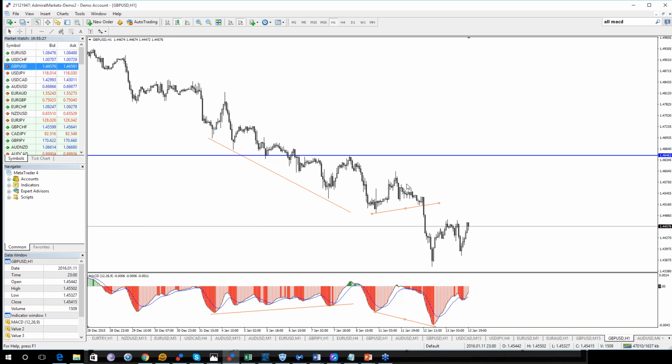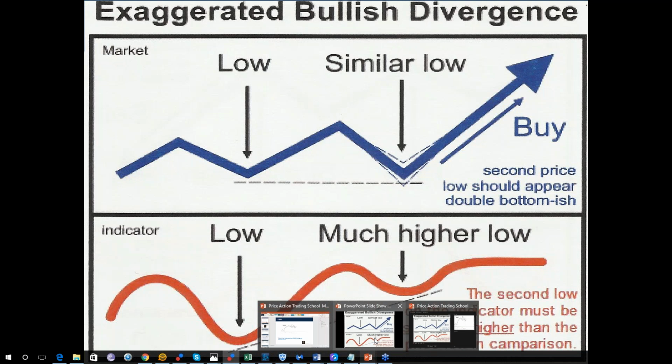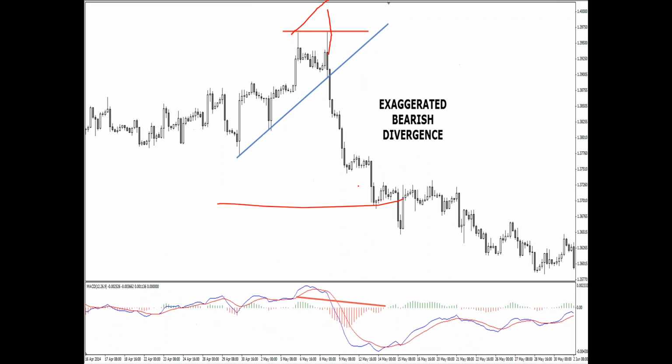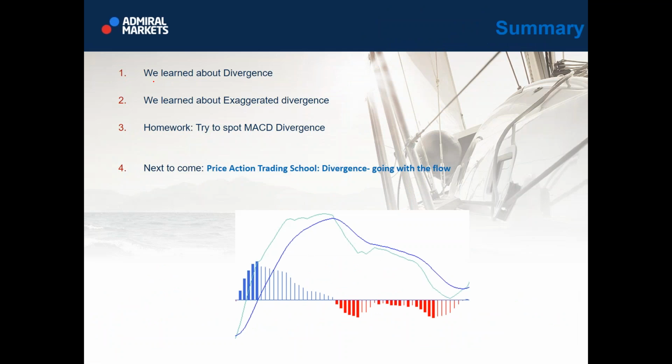Most of the time, I use divergence only for analysis, not for entries, as you could have seen in my daily analysis. But I want you to learn about this. And I want you to learn every single thing I've shown you here today on this webinar. This will be your homework, okay? We learned about divergence. We learned about exaggerated reverse divergence. Try to spot MACD divergence. This will be your homework.